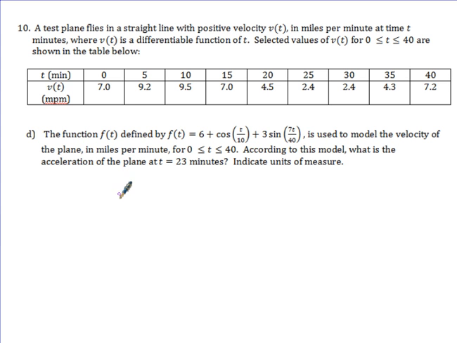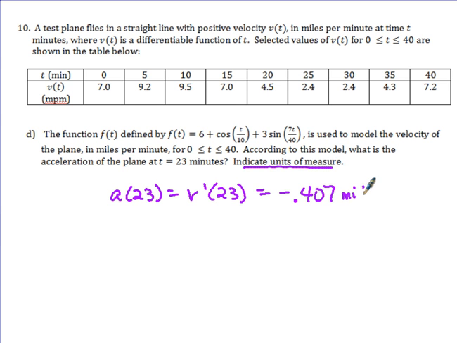So we are going to say that acceleration at 23, or you could say v prime of 23, they both mean the same thing, is equal to negative 0.407, and then notice it says we need to indicate units of measure. Again, those units are going to be miles per minute squared.